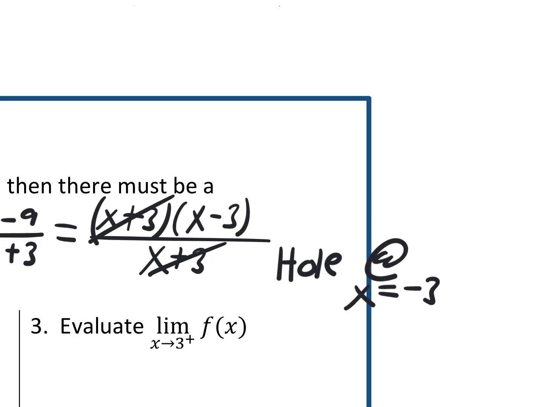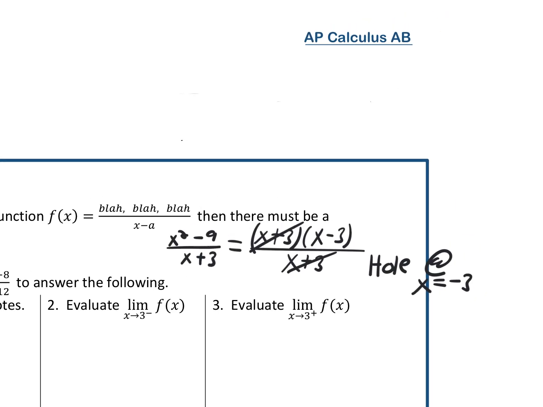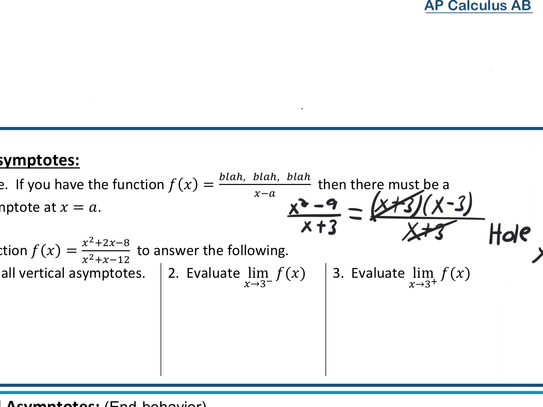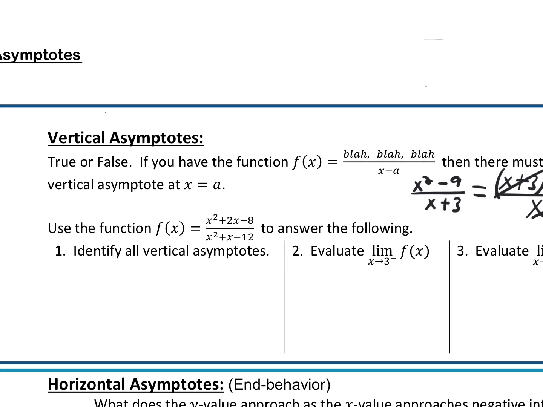at x equals, when you set the bottom equal to 0, negative 3. All right, so sometimes there is a vertical asymptote, sometimes there isn't, right? If a factor cancels out, then you get a hole there, not a vertical asymptote. So I'm going to say that this is false.